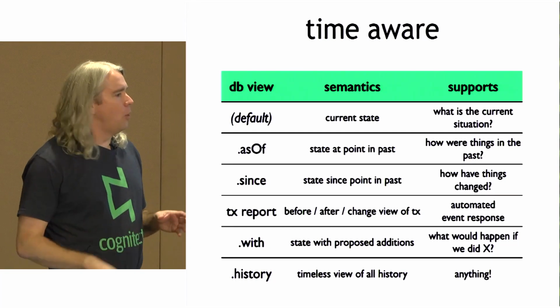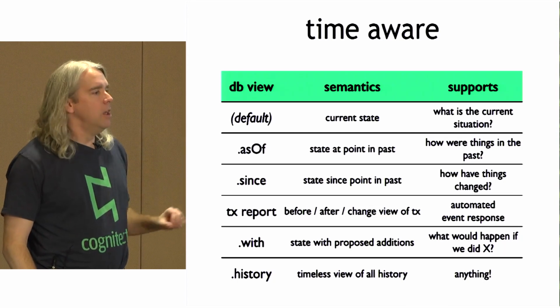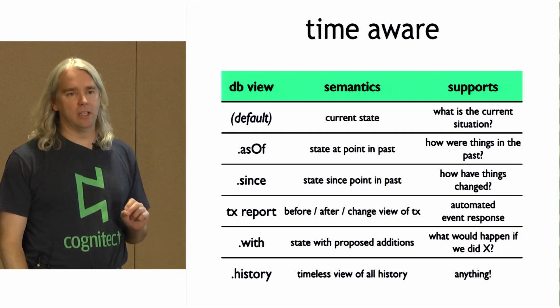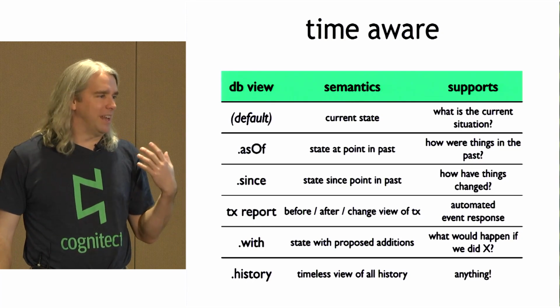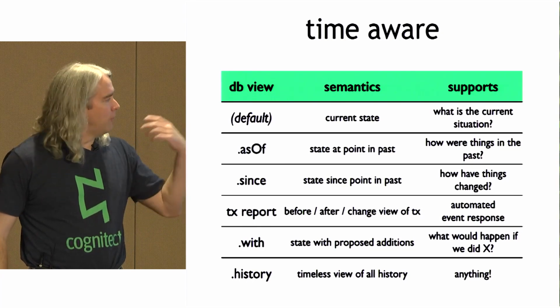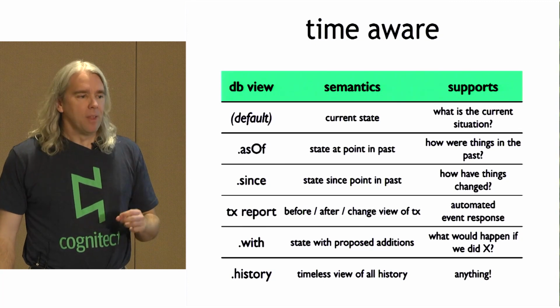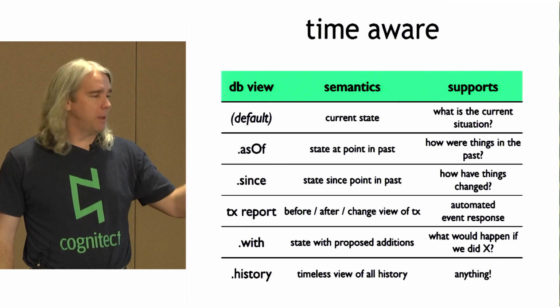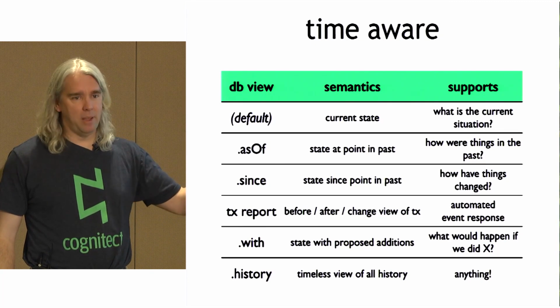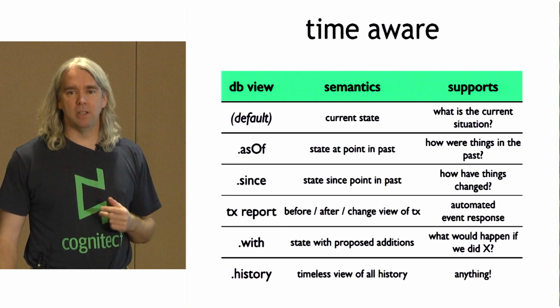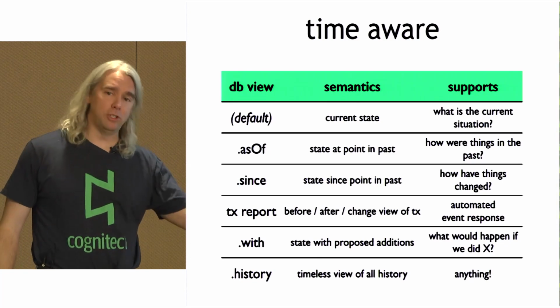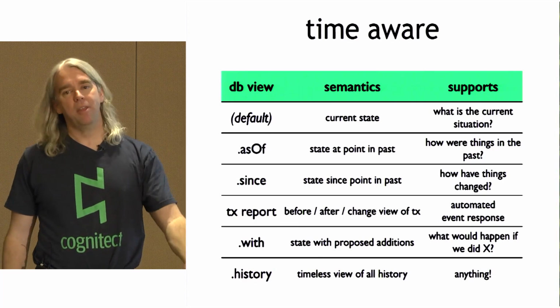And then also there's this notion of a transaction report, which says every time you make a transaction, the return value of a transaction is not true, the data got in it, or false, it didn't. The return value of a transaction is a map that has the before state of the database, the after state of the database, and the delta in it. So every operation in the system can tell you, what did I do this to, what did I end up with, and what's the delta?